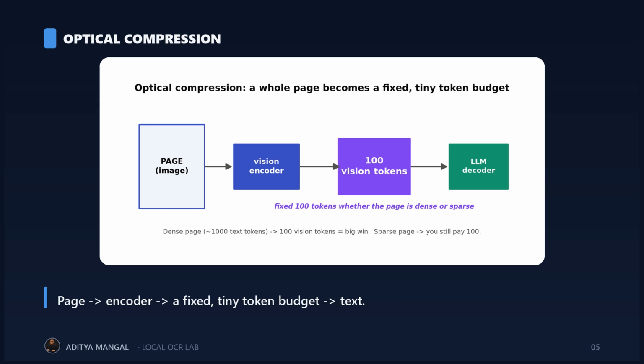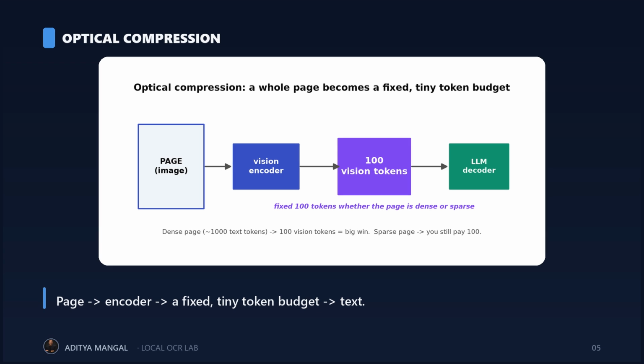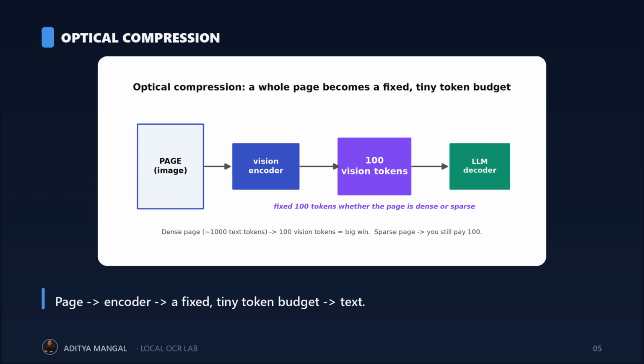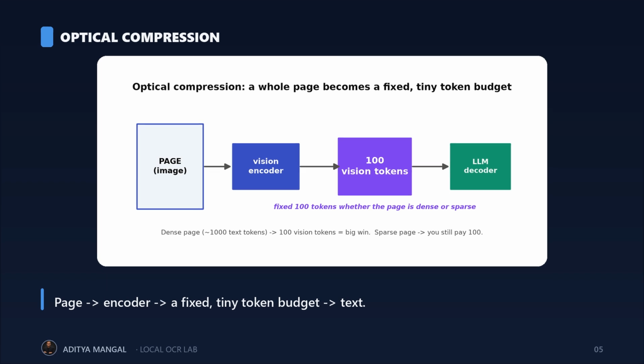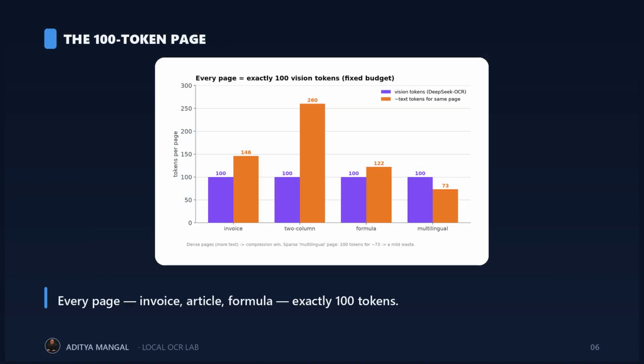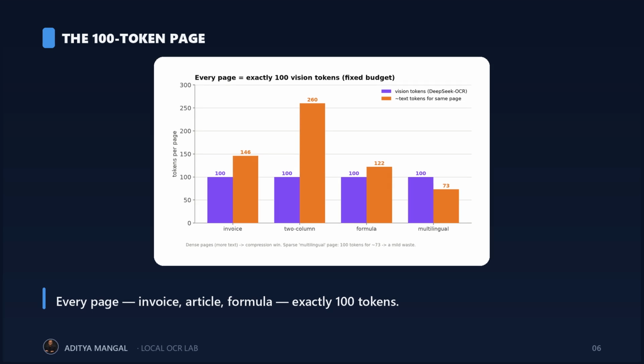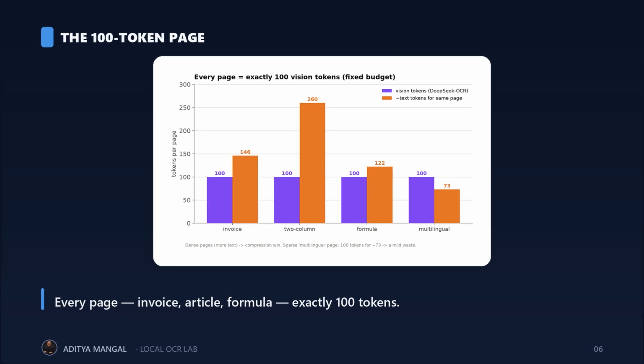Here's the idea. The page image goes through a vision encoder into a small fixed set of vision tokens, and an LLM decoder reconstructs the text. If a dense page that would cost 1,000 text tokens fits into 100 vision tokens, you've just given your model 10 times more context. And the headline held up. Every single page I threw at it, invoice, 2-column article, formula, multilingual, came out as exactly 100 vision tokens. A whole page, 100 tokens, fixed. On my card, it decoded in about 12 seconds a page at 7.85 gigs.